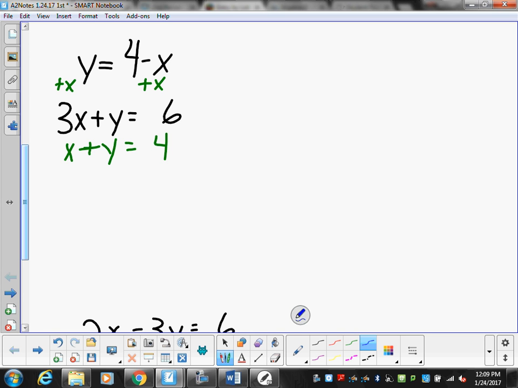Now I have the same coefficient in front of the y's. They're both a 1. So I'm going to multiply that second equation by -1 so I have opposite coefficients. This equation is still 3x plus y equals 6, and now the -1 times all of these is just going to change the sign.